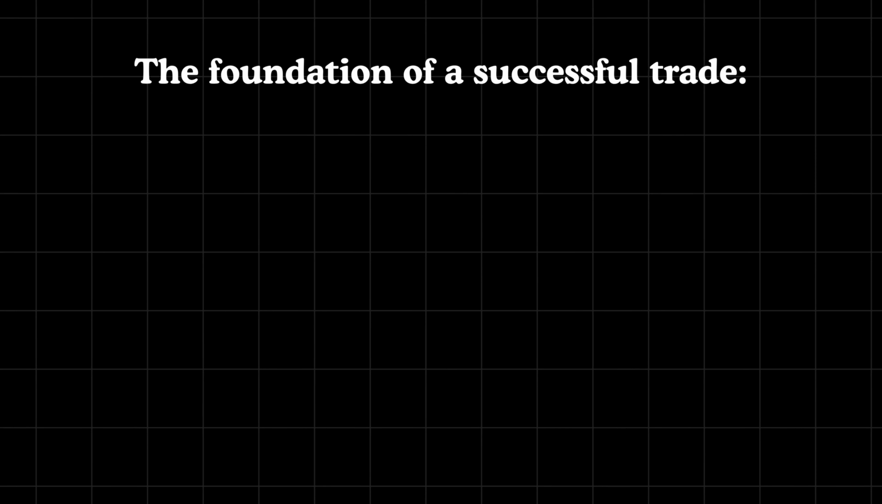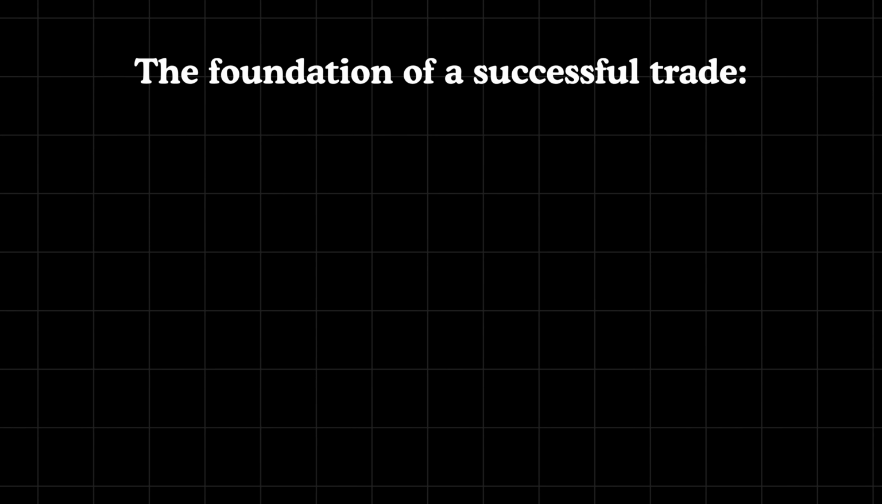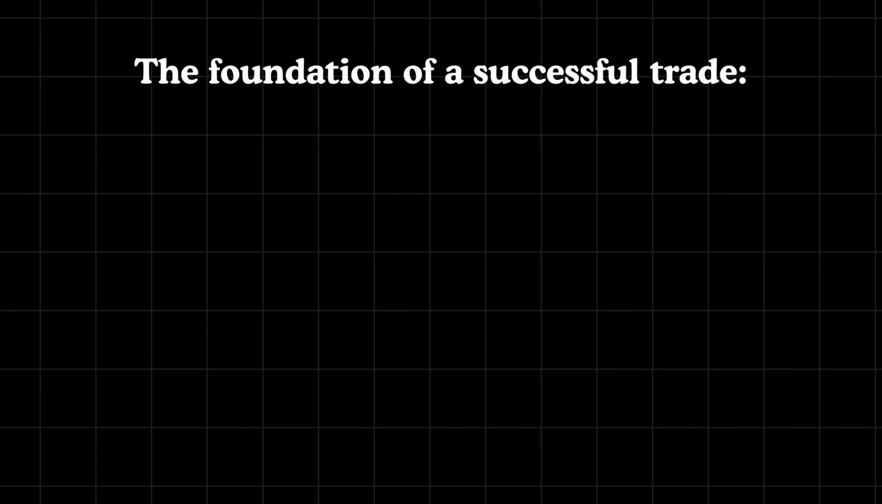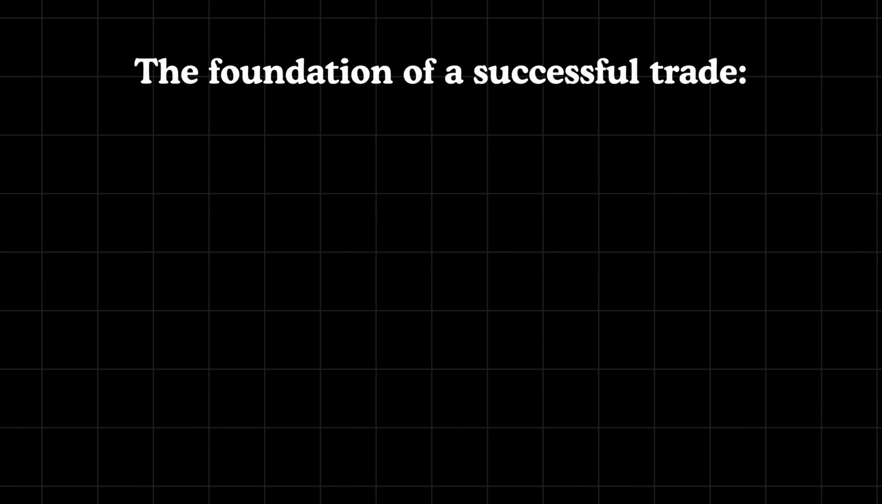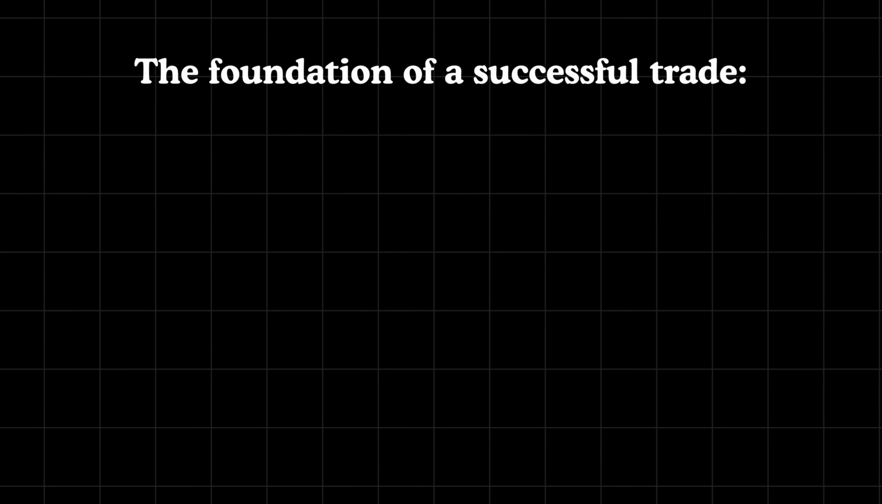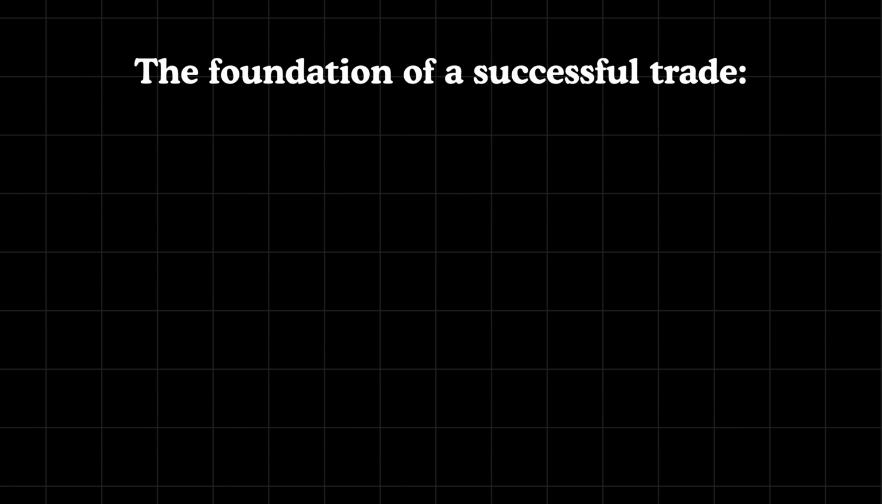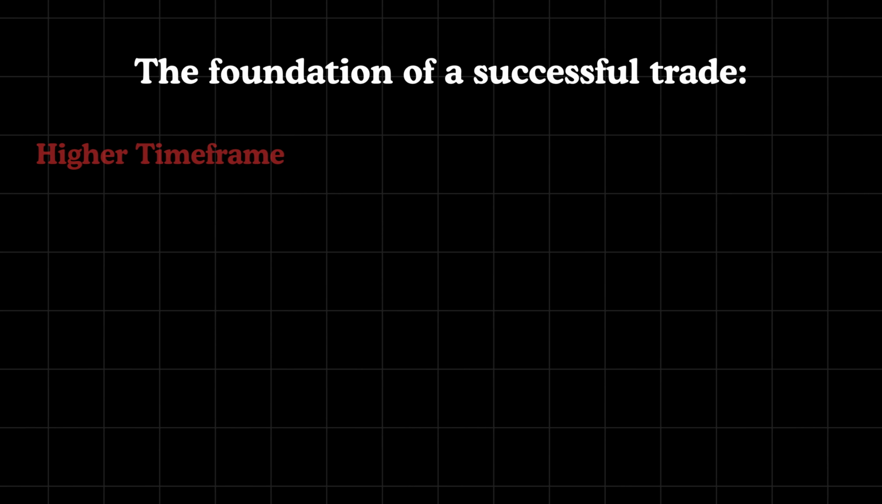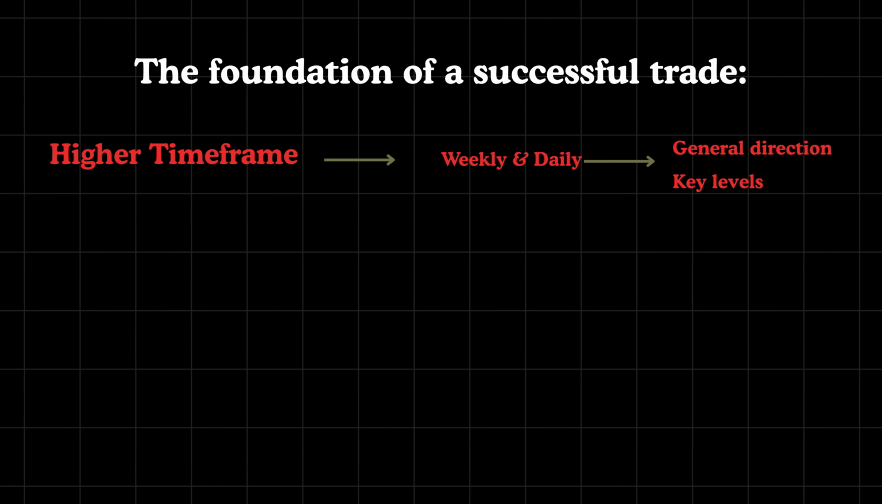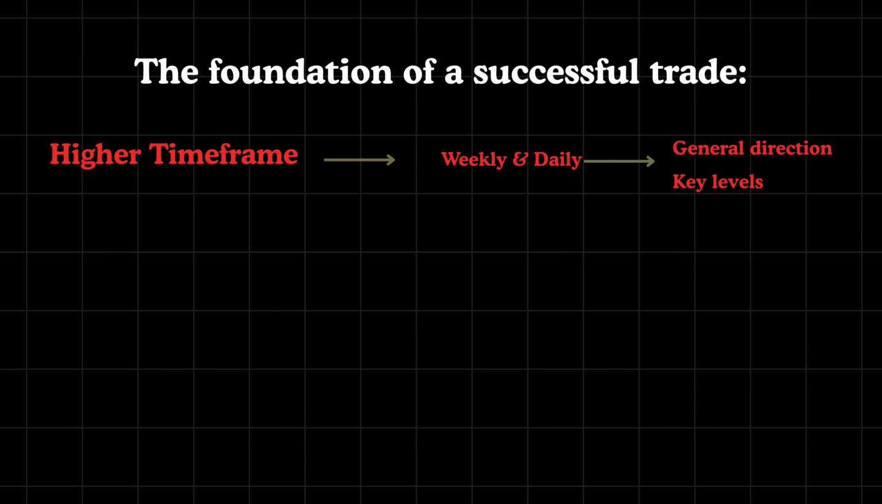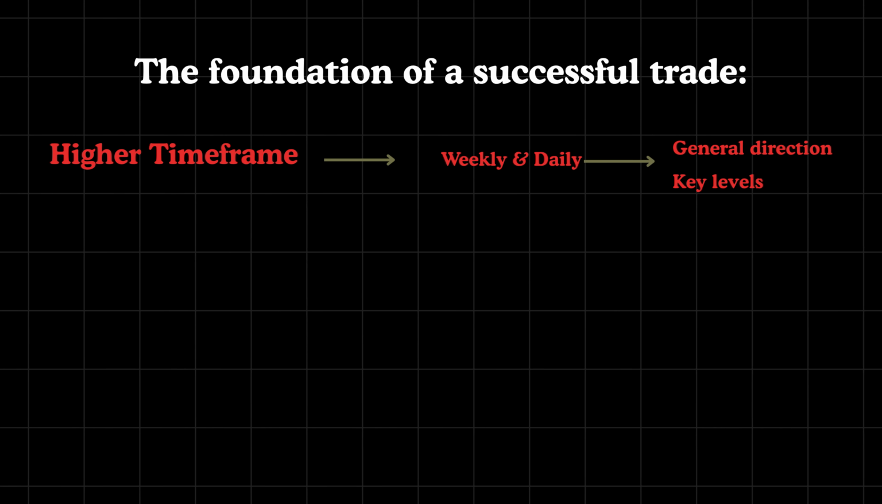The foundation of a successful trade starts by examining the higher time frames, then narrowing down into the lower ones to spot trade setups. There are three main categories of time frames, each with its own role. First, the higher time frames, like the weekly and daily, help us gauge overall market direction and highlight significant levels.